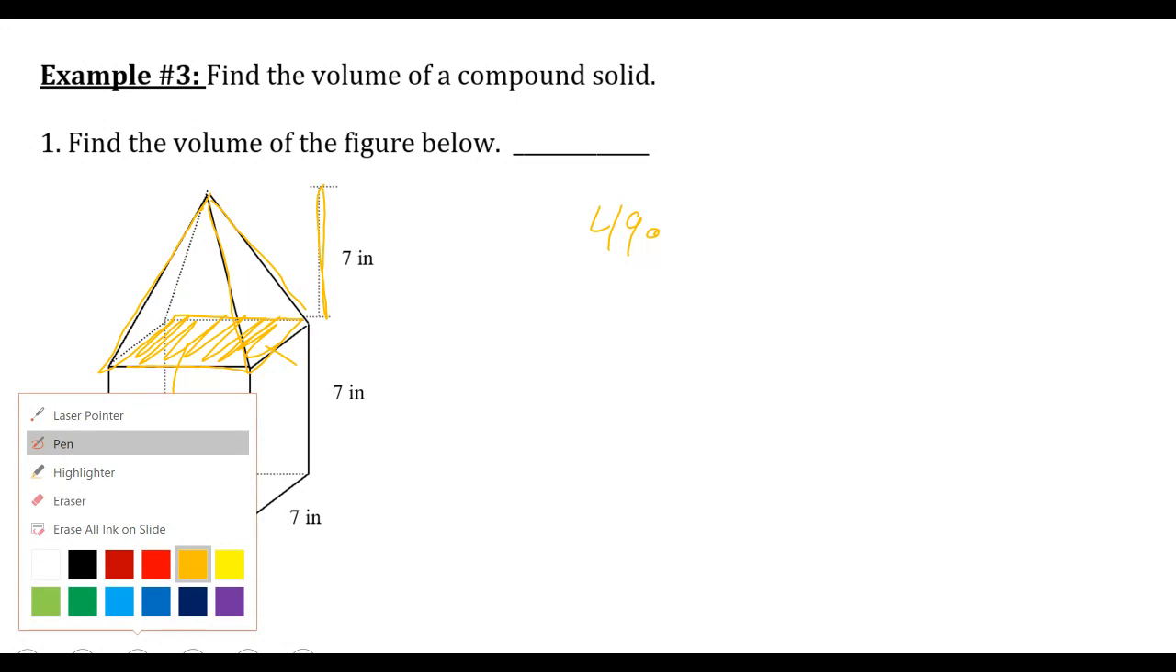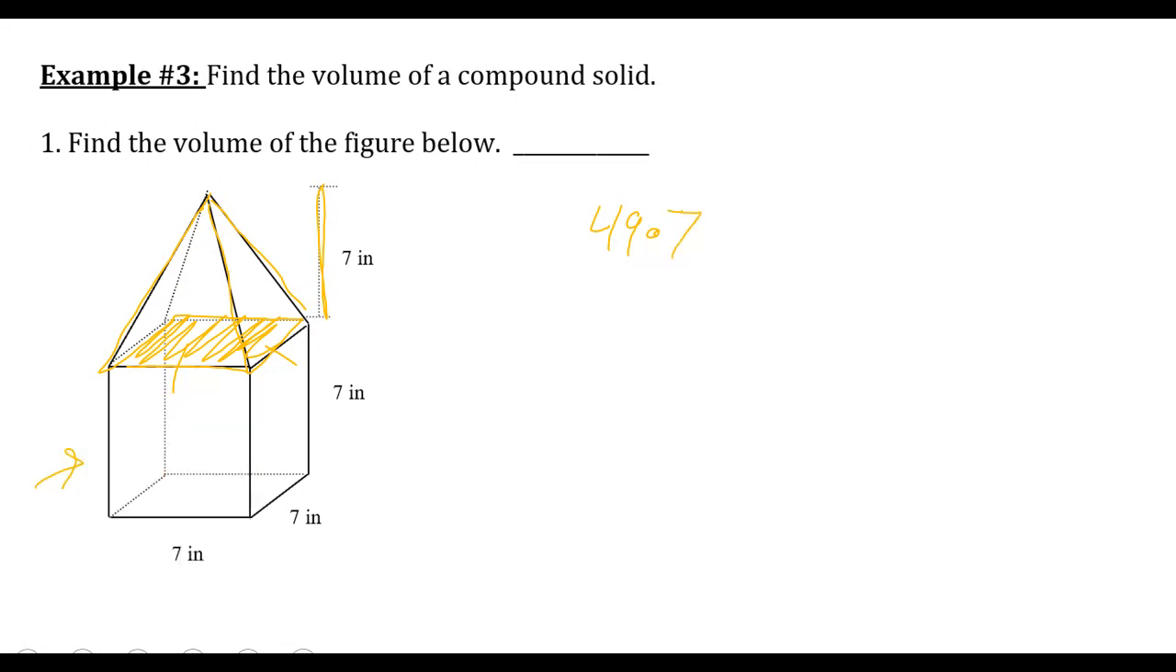Base times height divided by 3, right? Base times height divided by 3 gets us our volume for the pyramid. We're going to add the cube now. The cube should be just s cubed, right? That's how we find the volume of the cube.